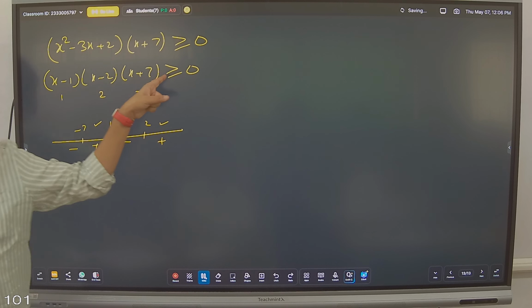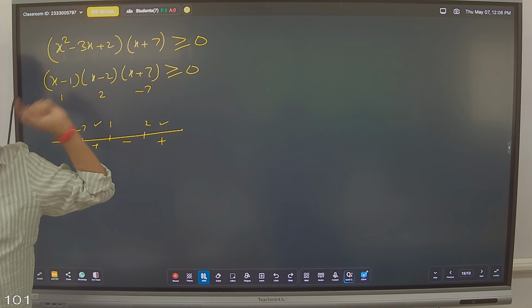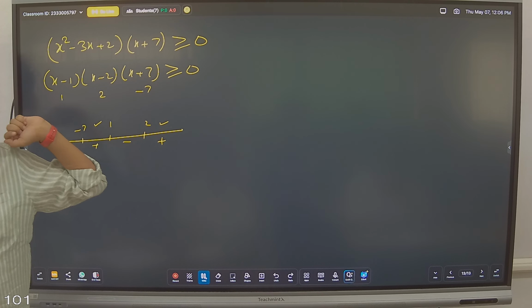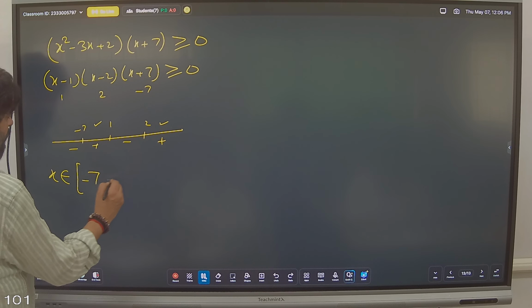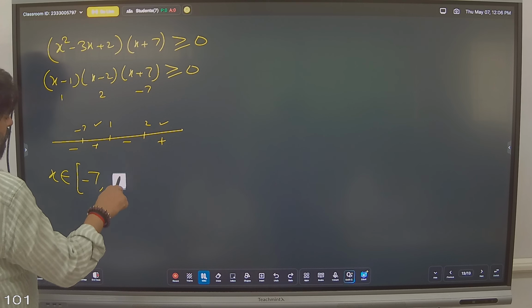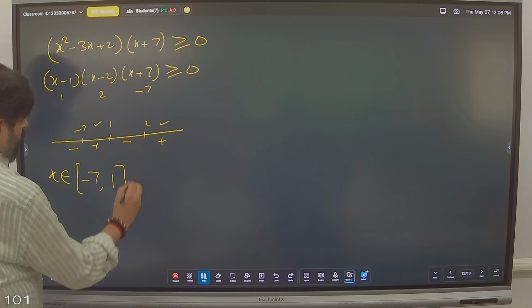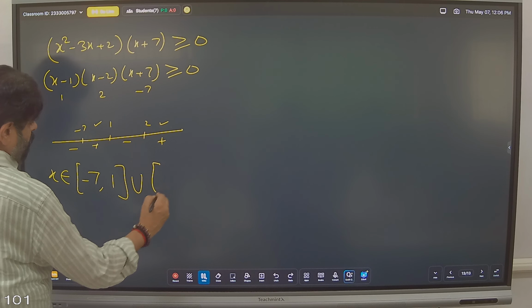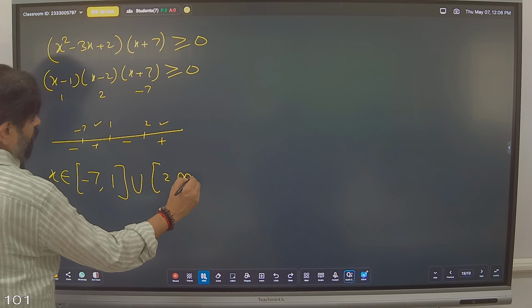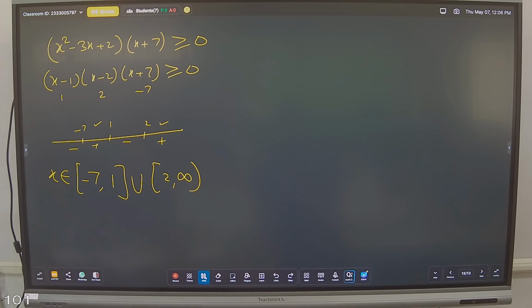But this is greater than or equal to 0. So minus 7, open or close? Close. So minus 7 closed to 1, union 2 open or close? Till infinity. Infinity open or close? Open. Infinity is always open. This is the answer. This is the only difference, nothing much. Is this clear to everybody? So whenever greater than or equal to is coming, you have to use this kind of thing.